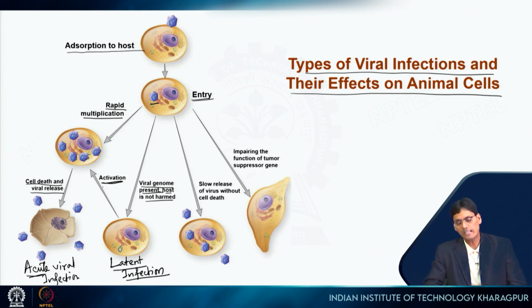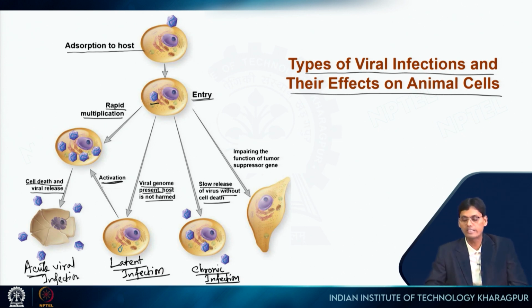In another case, the virus enters the host cell but multiplies very slowly, their process is slow, and the virus is released without cell death. As a result, this leads to chronic infection, chronic viral infection.